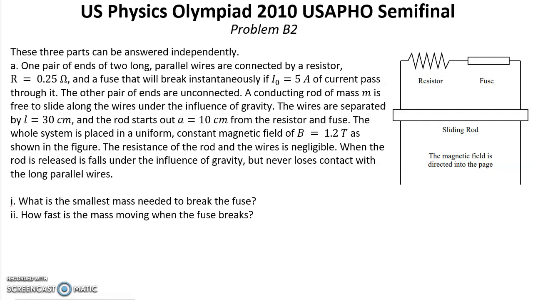When the rod is released, it falls under the influence of gravity, but never loses contact with the long parallel wires. Questions. 1. What is the smallest mass needed to break the fuse? 2. How fast is the mass moving when the fuse breaks? Solutions.